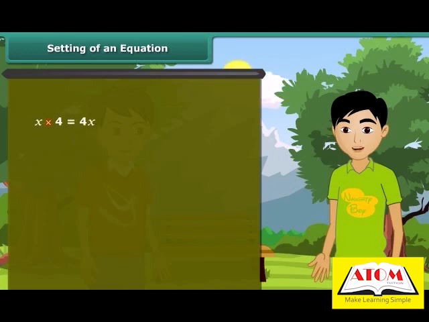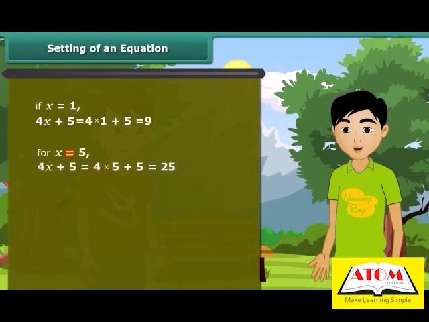I asked you to multiply the number by 4. You get 4x. Then add 5 to the product, which gave 4x plus 5. You get the result 65, which means 4x plus 5 is equal to 65. Now to find the number, I put different values of x. If x is 1, we get the answer as 9. If x is 5, we get the answer as 25. Similarly, for x equal to 15, we get the answer 65.